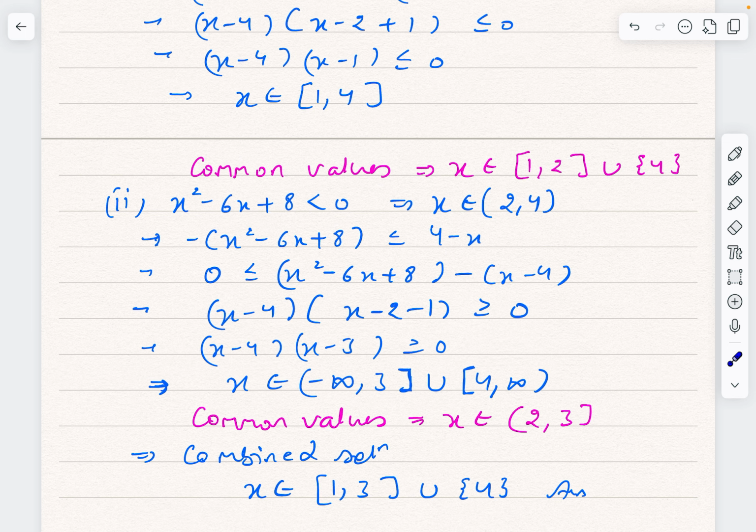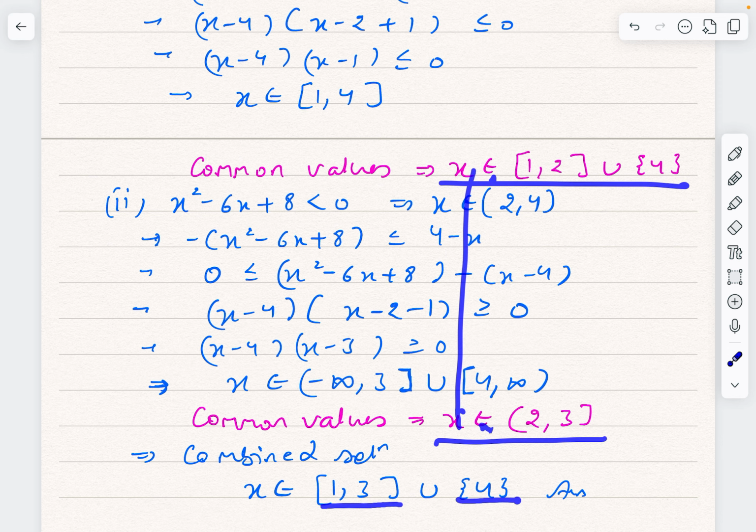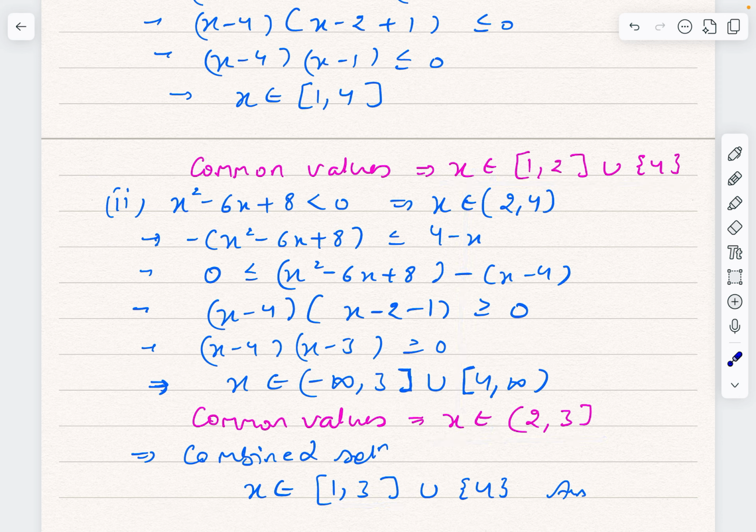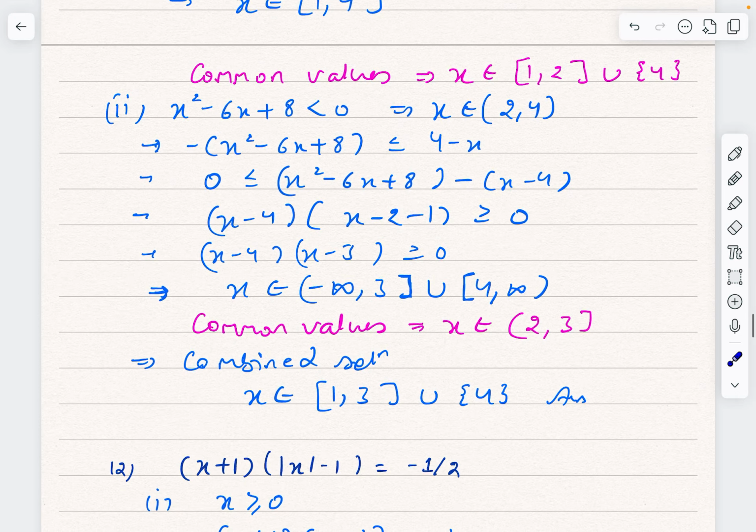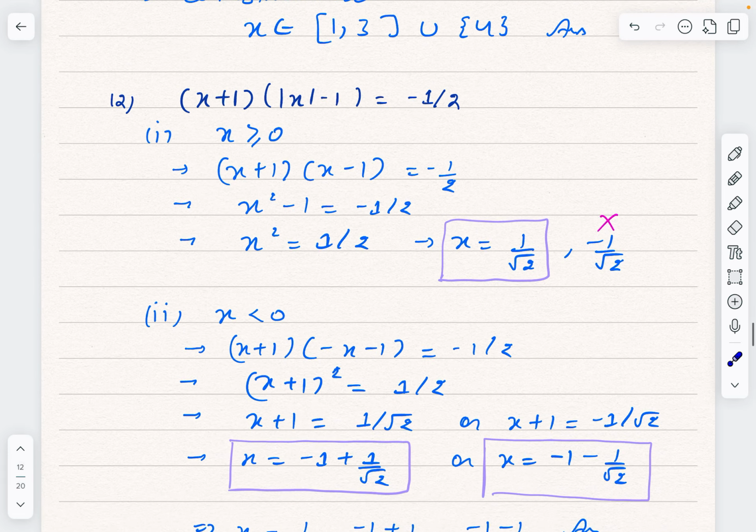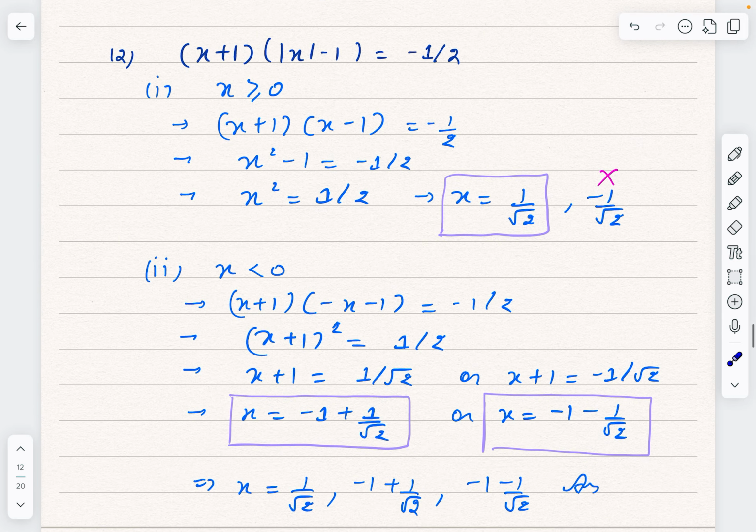So in the first scenario, we got this thing. Second, we got this thing. Now if we combine them like this or that, it will be closed 1 to closed 3 union 4. Next, 12th problem. 12th answer is 1 over square root 2 minus 1, plus 1 over square root 2 minus 1, minus 1 over square root 2. How we get this thing?